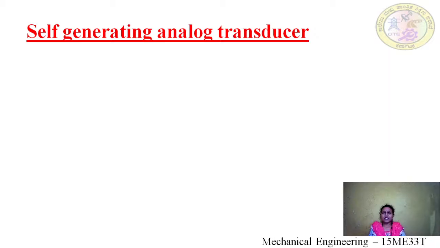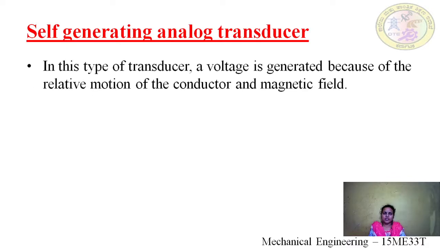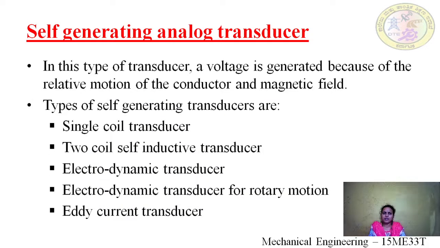Let's see what a self-generating analog transducer is. In the last session we already defined this transducer. It is a transducer where the input parameter is converted into a continuous signal, and it does not require an external power source for this conversion. An example we also saw was the piezoelectric cell. In this type of transducer, the voltage generated is because of the relative motion of the object and the magnetic field.